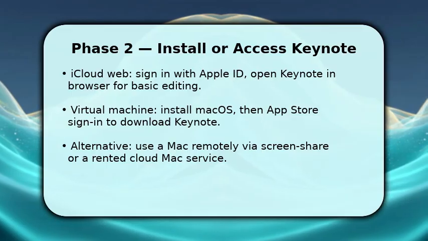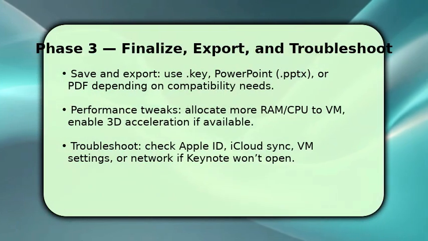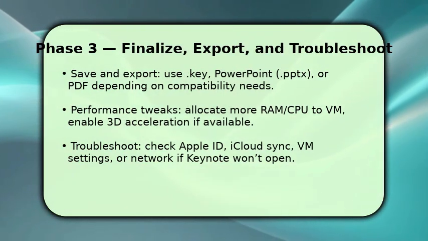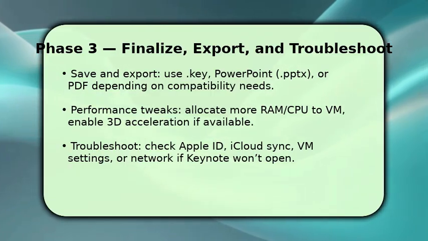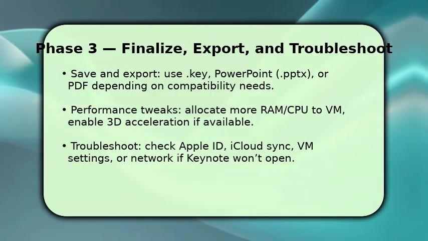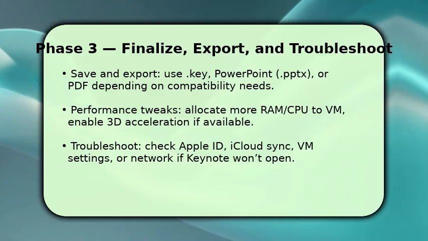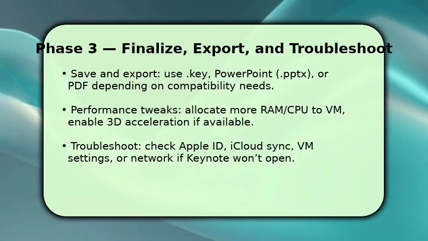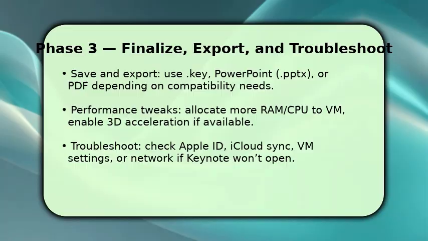You finish by securing your work. Save a native .key file and export copies as PPTX and PDF for sharing. Make performance adjustments if the app feels slow. Allocate more RAM or CPU to the VM. Enable 3D acceleration and close heavy background apps.